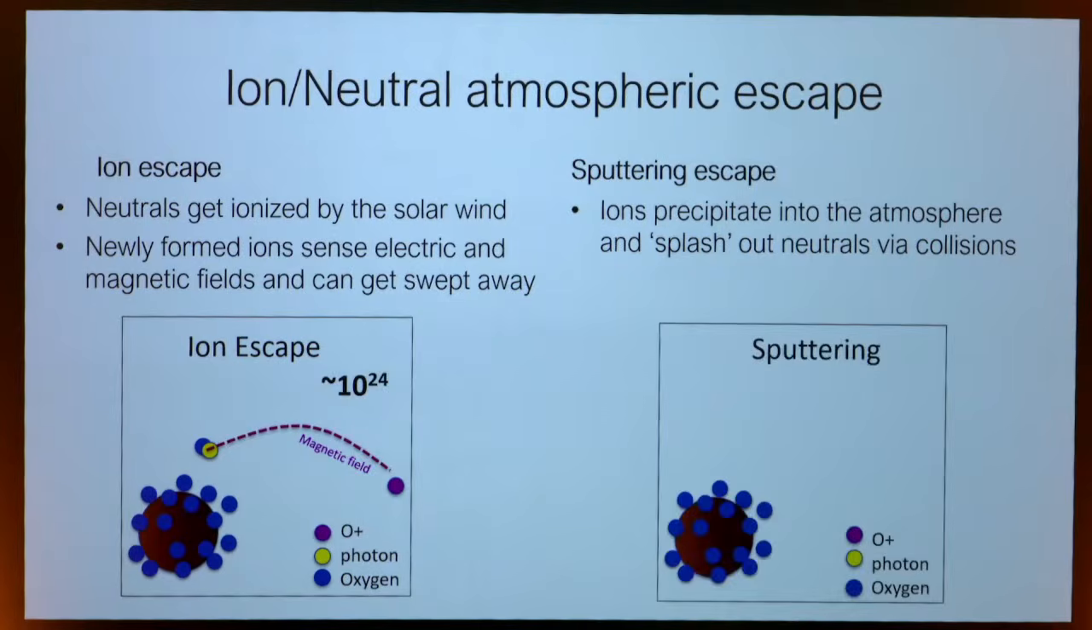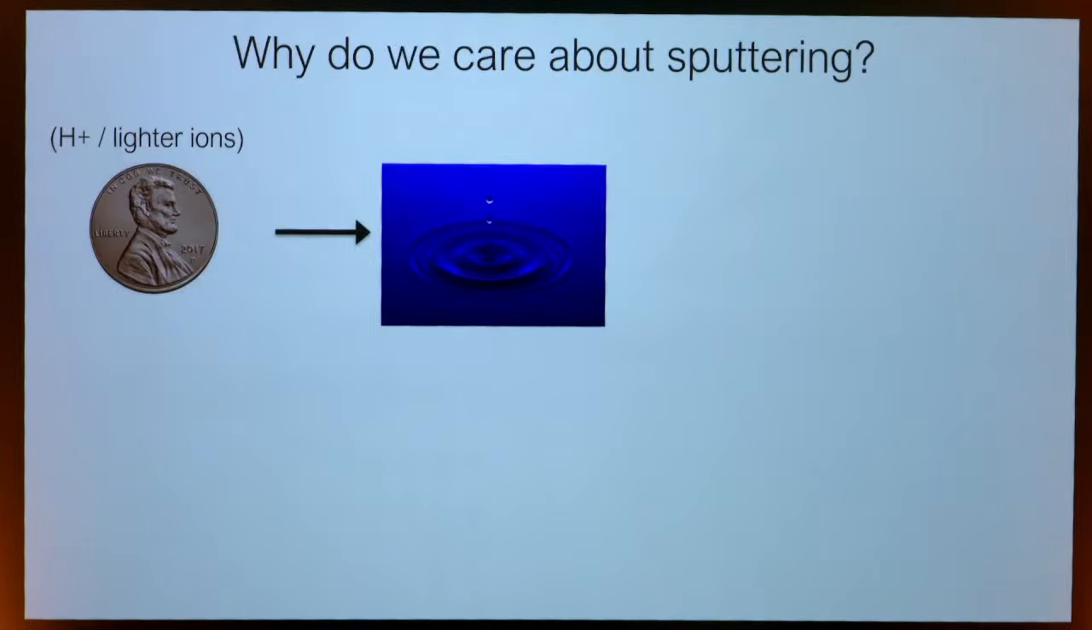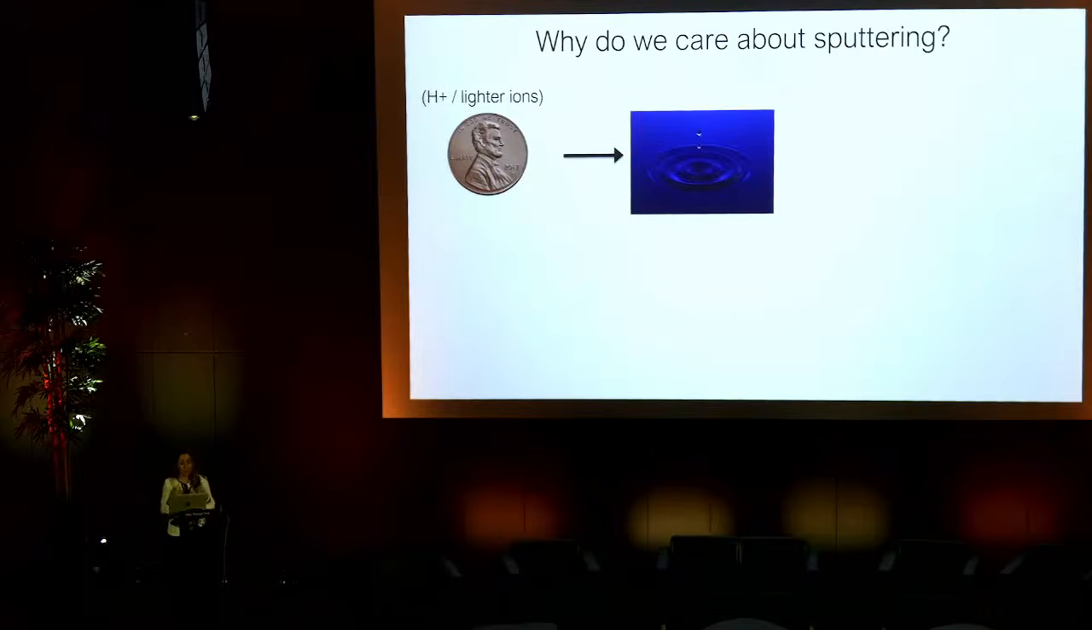Sputtering is like this, but here, that same ion, when it sees that magnetic field, it starts circling around, but this time it crashes into the atmosphere like a cannonball, and splashes out the neutral. So, here, we don't have an escape rate because we have never observed it until now. We know that it exists, and we'll talk about that in a minute, but we just don't have an escape rate. So, again, why do we care so much? Those lighter ions, those cannonballs, they splash into the water, and so you can think of it like throwing a penny in a pond, and you get a few drops out.